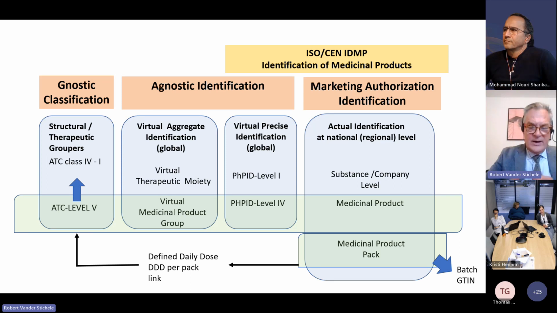This is a slightly complicated slide to express the same thing. At the right hand, you see the marketing authorization identification of medicinal products and of medicinal product packs. In the country, medicinal product packs have a national code. They have a GTIN number, a global trade item number, batch numbers. All this can be connected.